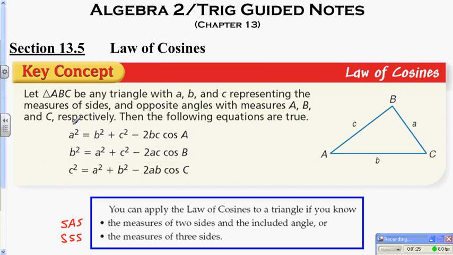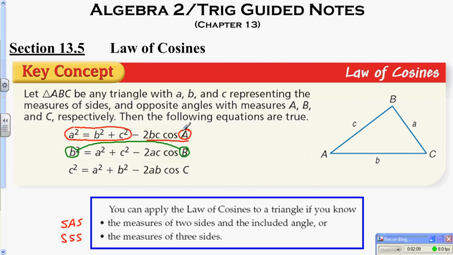Now, if you look at the formula, notice that it looks a lot like Pythagorean with this addition. Notice that all of the A's, B's and C's are present. If you have A on the left side, then on the right you have B squared plus C squared, minus 2 times BC, and then the cosine of angle A. Here we have B on the other side, so we have A and C, 2 times AC, and then the angle of B. So there's our pair.